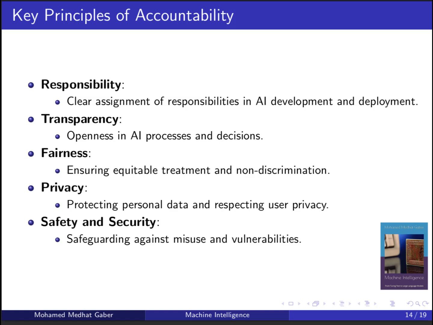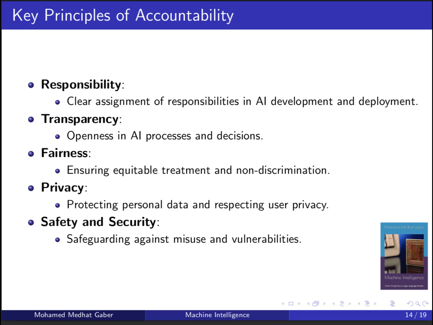Fairness is a fundamental ethical principle requiring that AI systems treat all individuals equitably and without discrimination. Ensuring fairness involves actively working to identify and mitigate biases, promoting equal opportunities and outcomes across different groups. This commitment to fairness upholds ethical standards and complies with legal requirements related to discrimination.